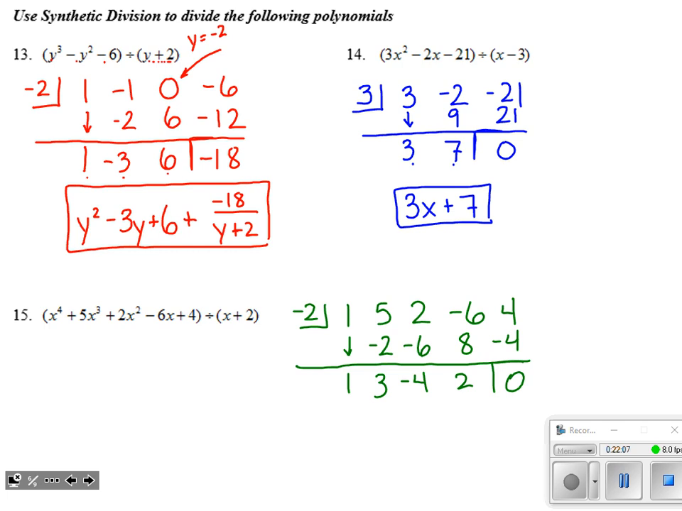So following that procedure, again, we have a remainder of 0, so we must have divided out a factor of that polynomial. How do I interpret the answer? Well, I've got 1x cubed plus 3x squared minus 4x plus 2 with no remainder, so there's no need for a fraction at the end.